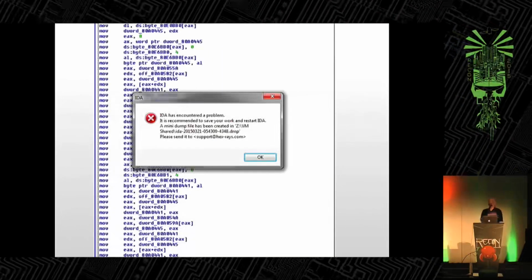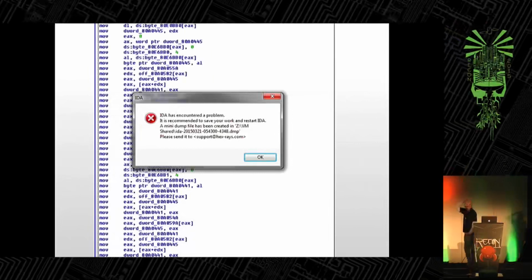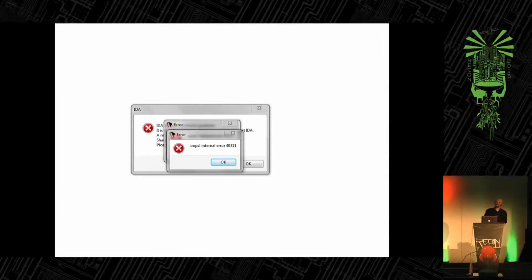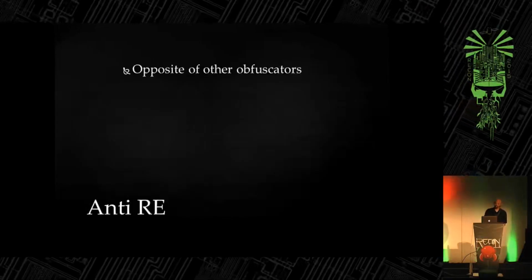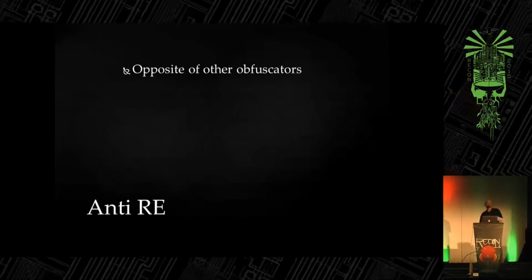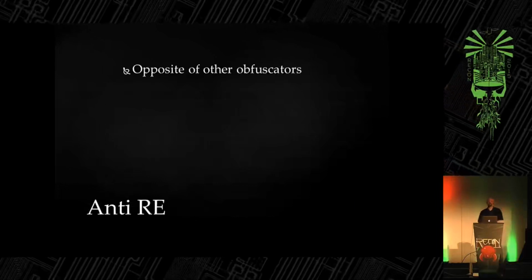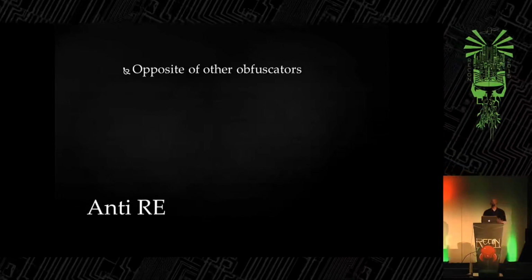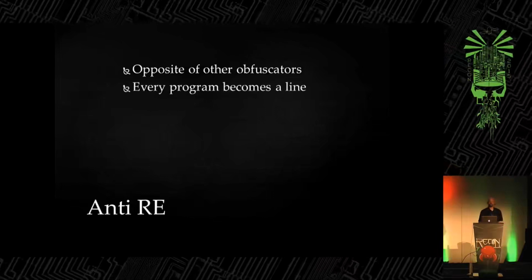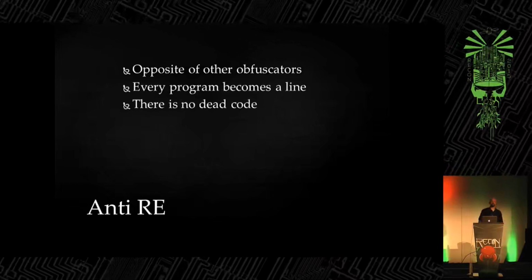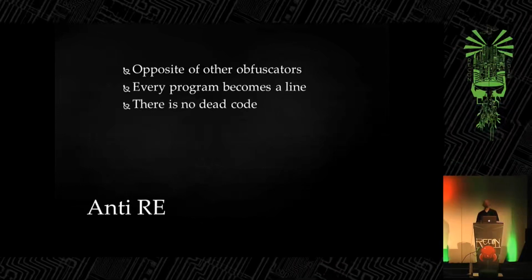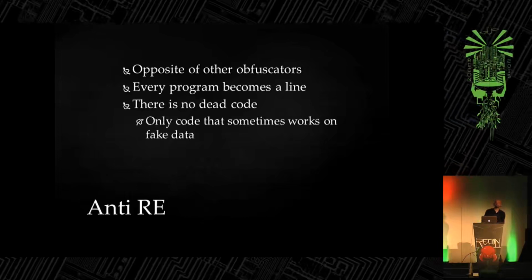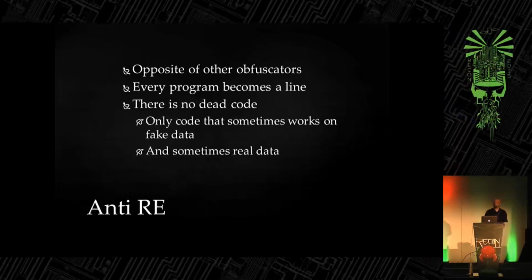So also, when you try to actually look at this in IDA, IDA really doesn't like 100,000 move instructions in a single block. It crashes every single time you try to look at anything that you've obfuscated. So it's really kind of interesting that this works completely opposite of other obfuscation tools. Instead of adding complexity, it sort of removes all the complexity, and somehow removing complexity makes things really hard to reverse engineer because every single program ends up looking exactly the same. On top of that, there's really no way to reduce this. There's no way to simplify the problem because there's no dead code here. There's only code that sometimes works on fake data and sometimes works on real data.